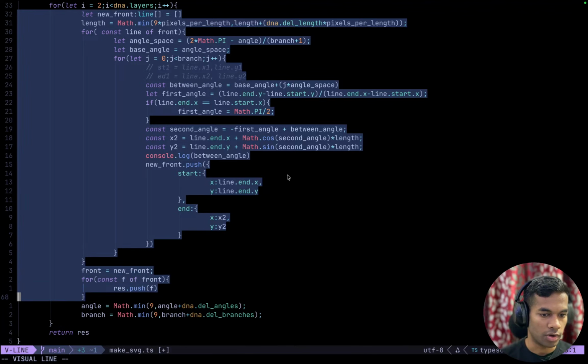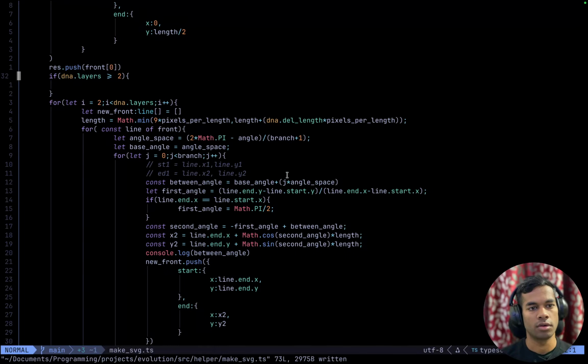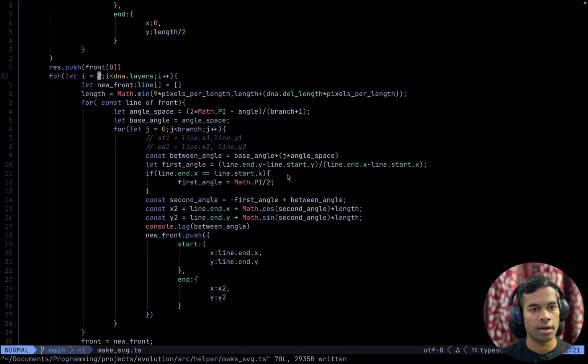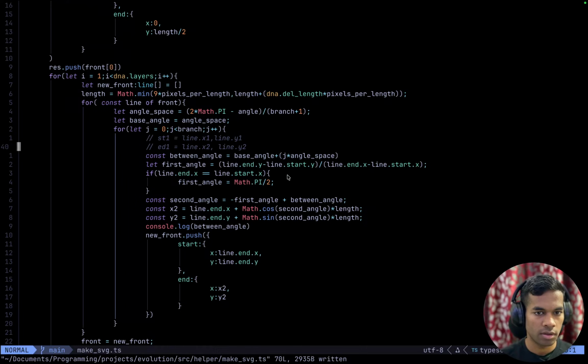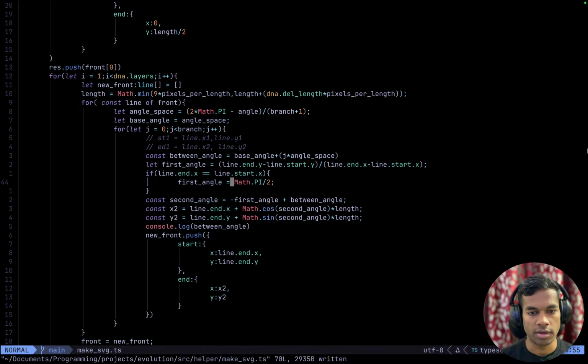Sure, yes, we have to copy all of this and put this here, or we can handle this inside this loop, but at some point we can check 180. Yes, at some point we will check here. Line x pi by 2 first, angle between is base angle plus j into angle space. That is correct.